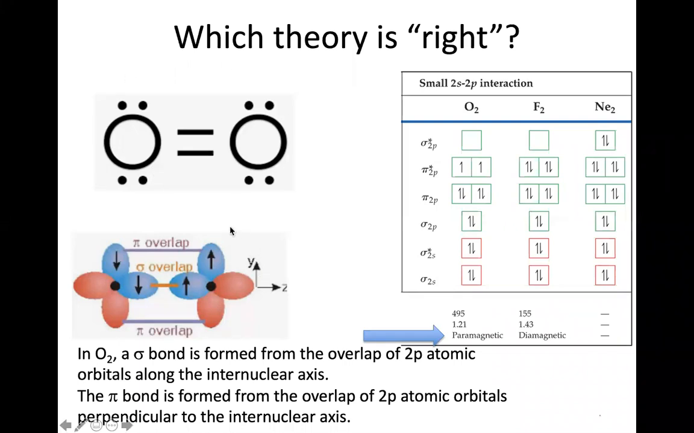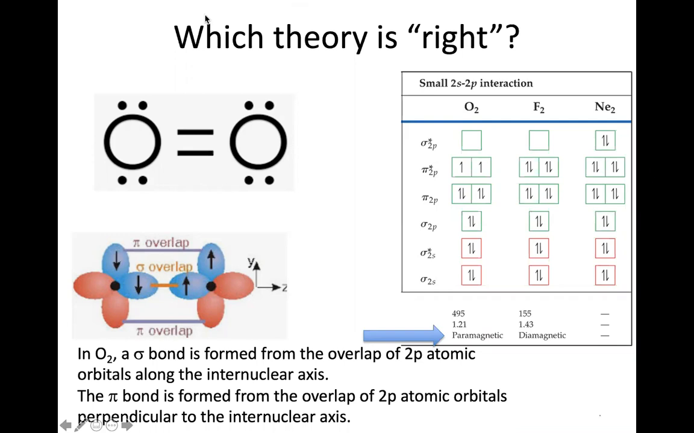Where are my unpaired electrons in valence bond theory? There aren't any. In valence bond theory, we've paired them up to form a sigma bond. We paired them up to form a pi bond. So if the question is, which of these is truly right? Molecular orbital theory is right.